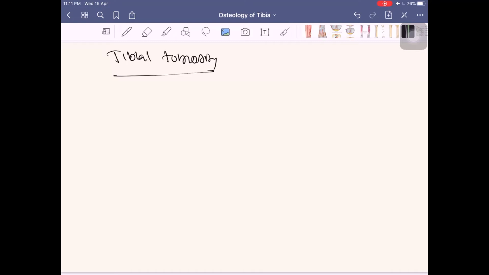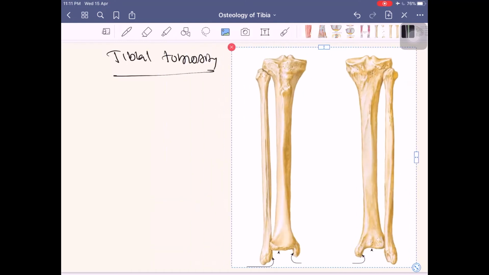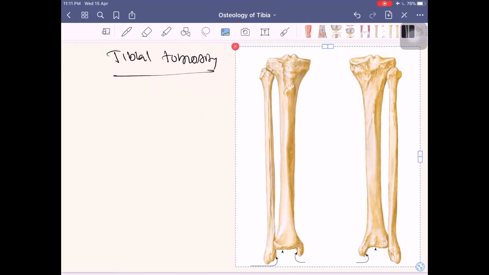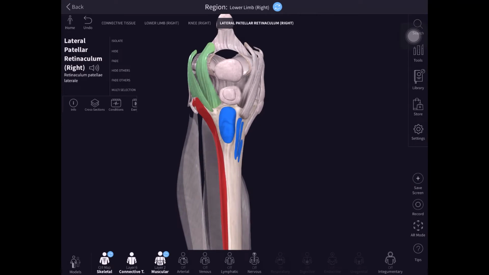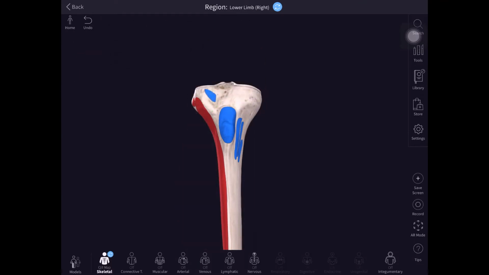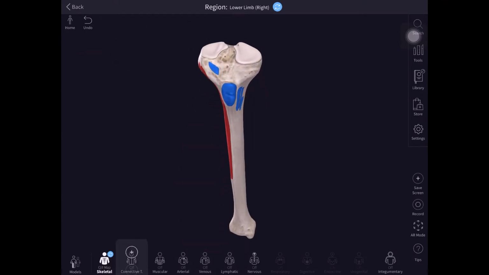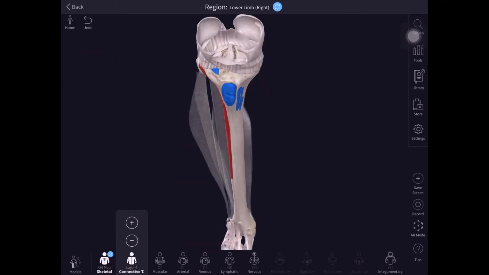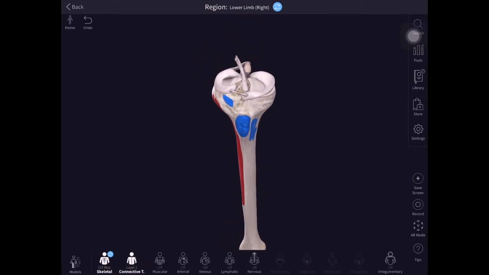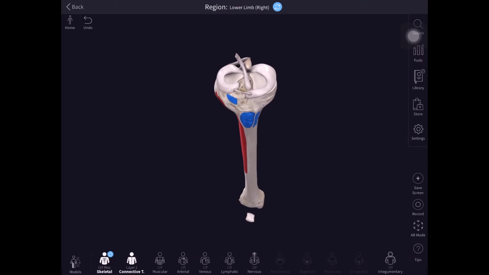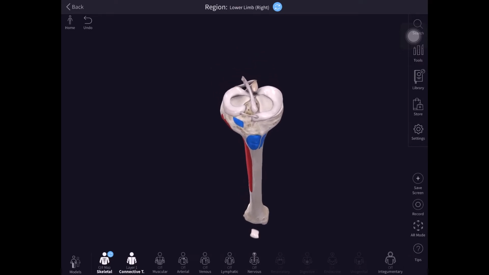Now tibial tuberosity can be a 3 marker. So let us put the bone picture. I can show you all the things we have seen. Okay, these are the structures that we have.